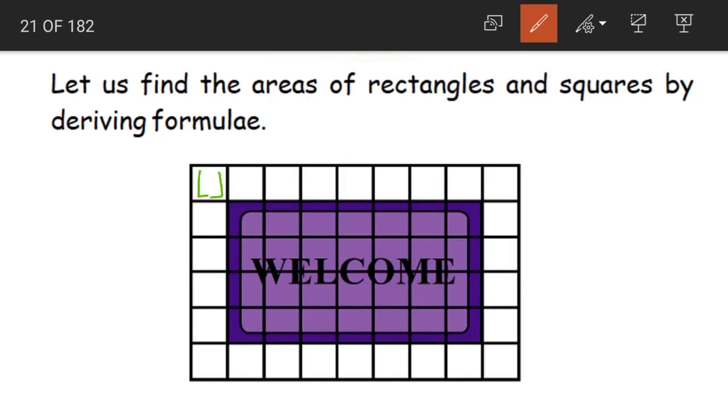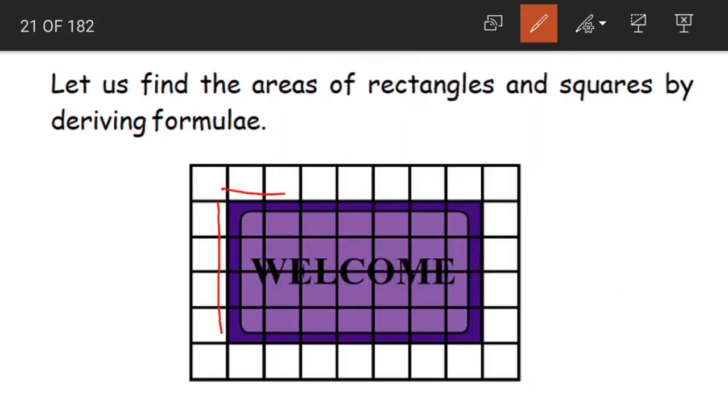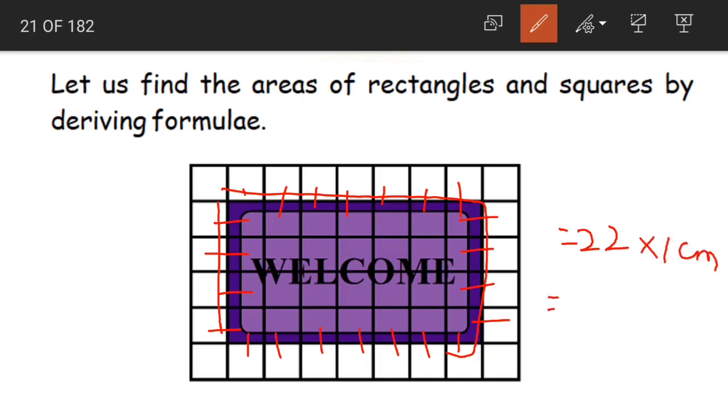we had this type of counting squares for perimeter also. Yes. Now the length of each side is equal to 1 centimeter. So what will be the perimeter for this? If we count the number of sides here, 1, 2, 3, 4, 5, 6, 7, 8, 9, 10, 11, 22. In total it is having 22 sides here, and each side is equal to 1 centimeter. So the perimeter becomes 22 centimeters.